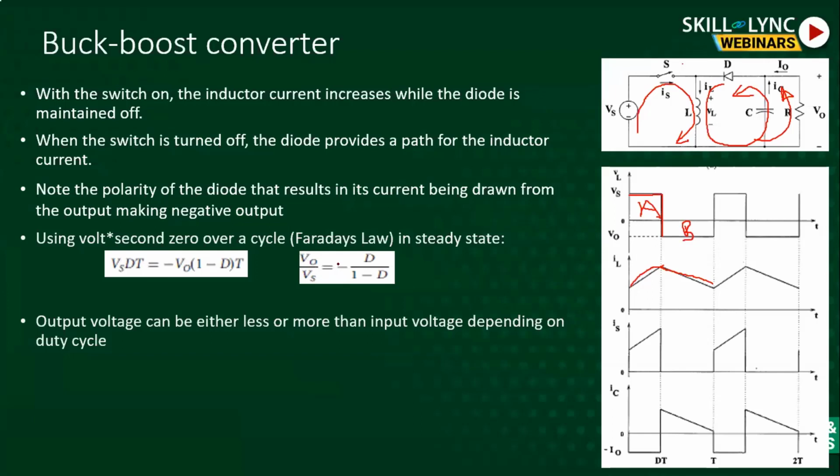One problem here is the negative. The output will be negative in nature, with respect to this point. If D is 0.5, the output and input will be the same. If D is 0.8, you get almost 4 times the input at the output. And if D is 0.3 or so, then it will be a kind of buck operation. So the advantage is that the same converter provides buck operation as well as boosting the voltage, and the only thing is the negative output.